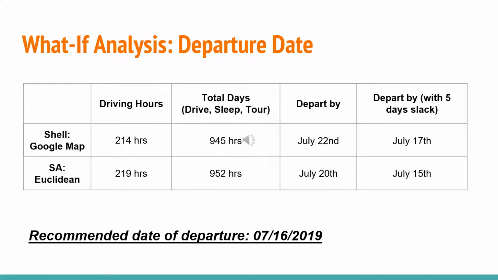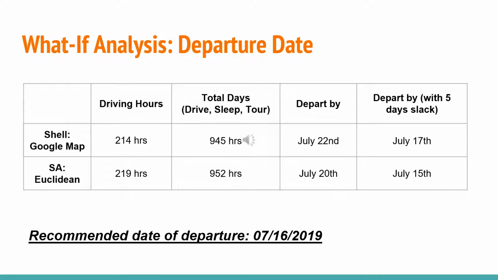Add the time for sleep and the time for visiting sites, we can obtain the total time, that is 945 hours and 952 hours respectively. Since we would like to be back before August the 31st, we have to start our trip on July the 22nd and July the 20th respectively for these 2 solutions.